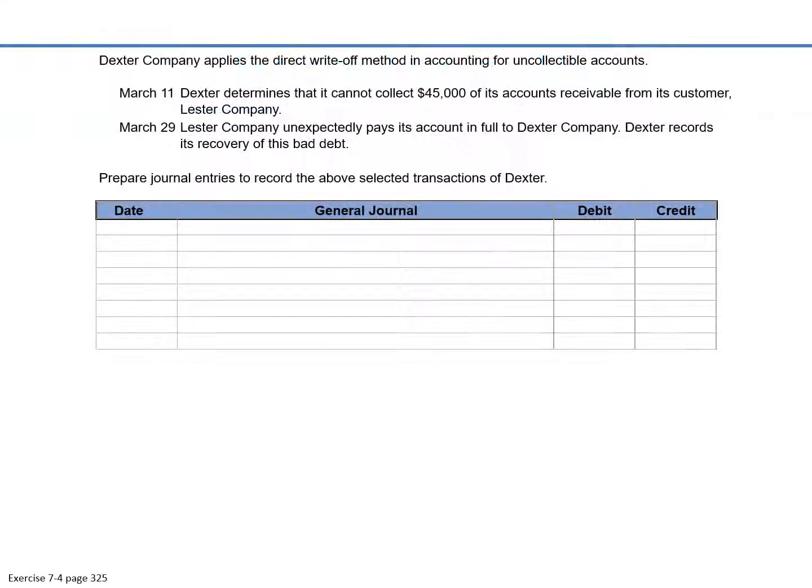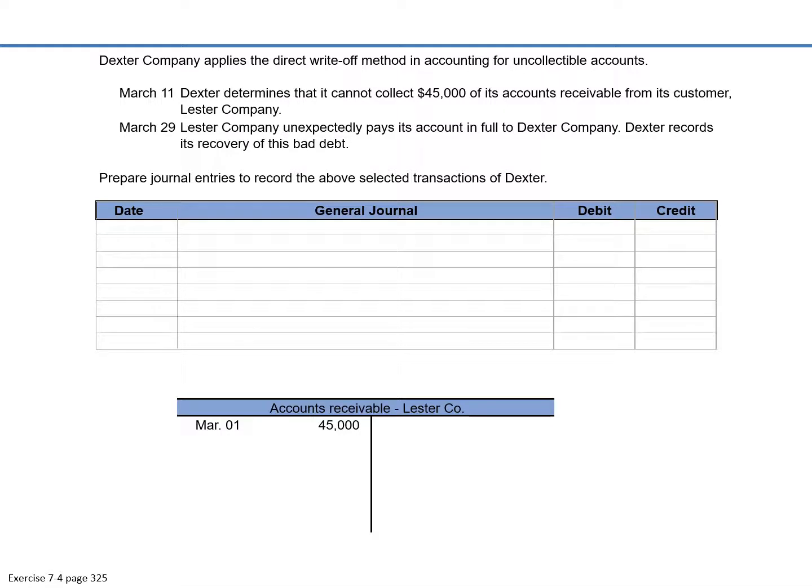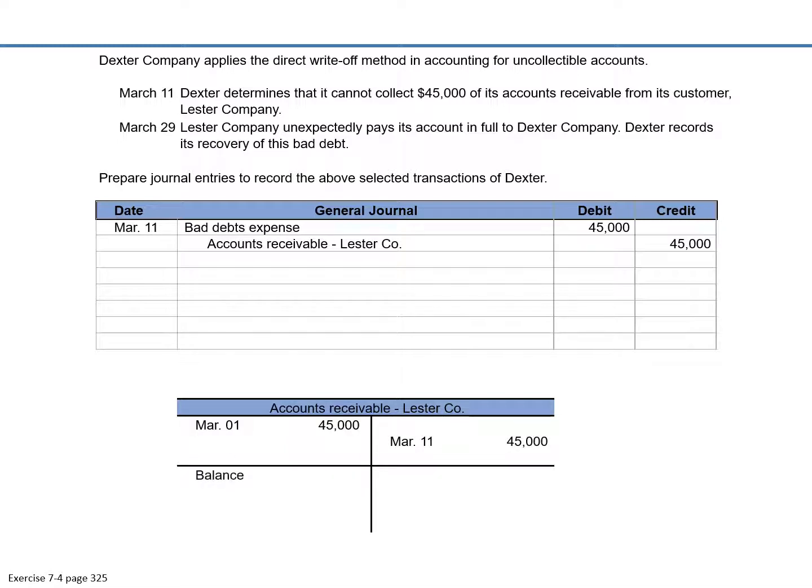7.4. All right, so Dexter Company applies the direct write-off method in accounting for uncollectible accounts. They determine they can't collect $45,000 of its accounts receivable from its customer Lester Company. So we need to record the write-off on March 11th. So $45,000 is currently sitting in the accounts receivable for Lester Company. So we need to record bad debt expense, and we need to credit Lester Company's accounts receivable for $45,000. Take it off the books.